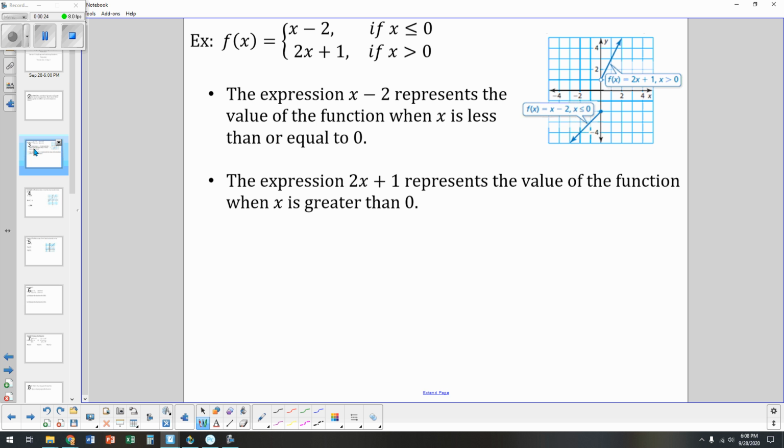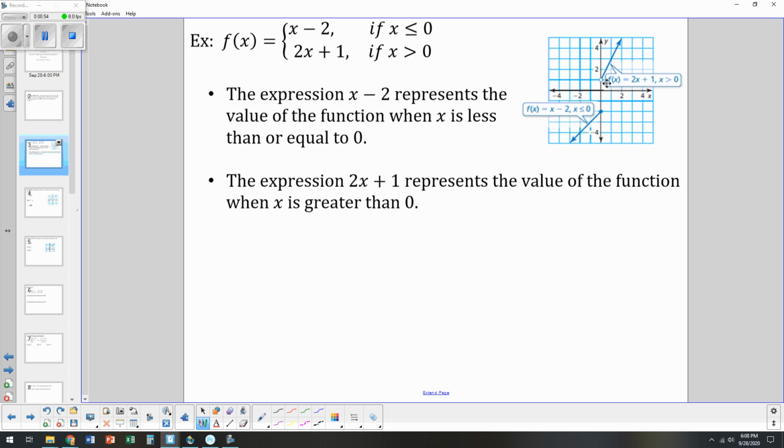So this is an example of a piecewise function. They're showing us that x minus 2 is the line for the domain where x is less than or equal to 0. So we notice we start at x is 0, and then everything to the left of it is the line x minus 2. Then if x is greater than 0, the line is 2x plus 1. So starting at 0, going to the right, is the line 2x plus 1.